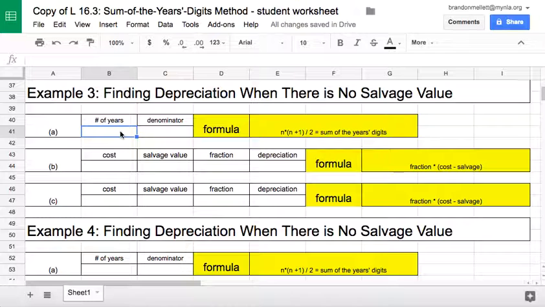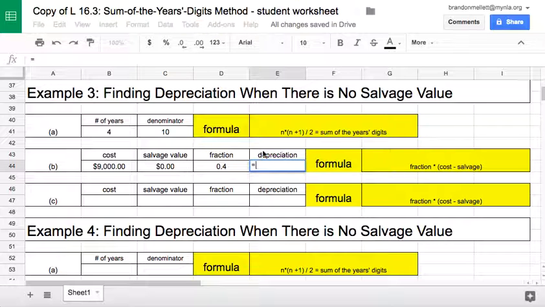In example 3, it's an electronic piece of equipment. It has a life of 4 years. So since we know the years, now we can calculate the denominator. We would take the number of years 4 times 4 plus 1 divided by 2. So the denominator we'll be using for this one is 10. Now the cost for this item is $9,000. And as the example says, there is no salvage value, so that's going to remain 0. And our fraction is going to be 4 out of 10, 4 over 10. And now we're ready to calculate the depreciation.